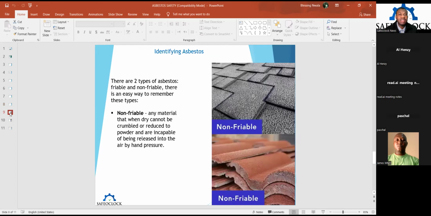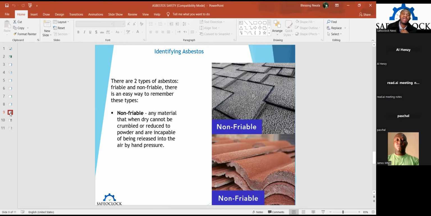Now let's look at two types of asbestos materials. Mr. Steven has talked about white asbestos, blue asbestos, and those types by material. But now there are two obvious types by which you can identify asbestos. One of them is non-friable and the other one is friable.